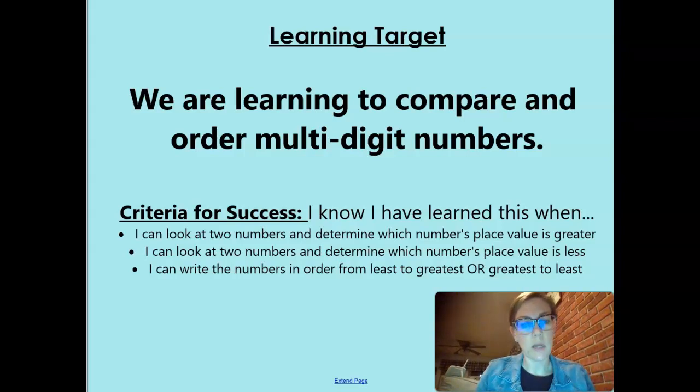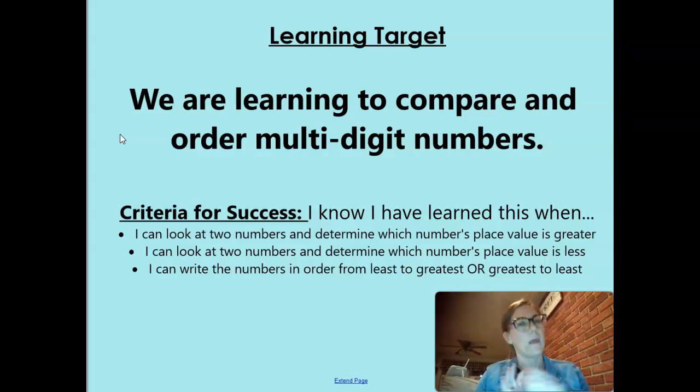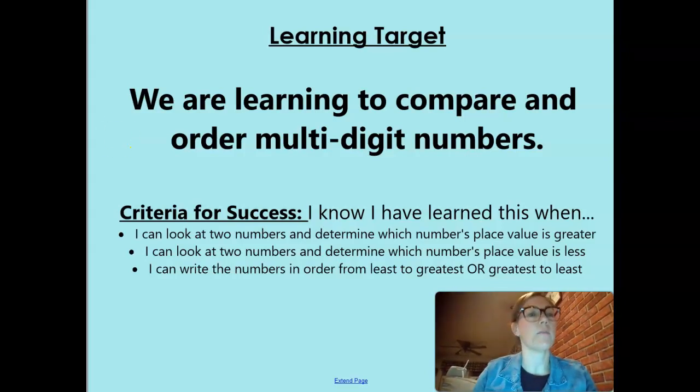We can look at two numbers and determine which number's place value is greater. We can look at numbers and determine which place value is less, and then we're going to write them in order. We'll do one where you watch me do it. The second one, you will respond, and I'll give you some time to answer out before I write on the screen. And then third will be you try it on your own and then check your work. And then you will go off on your own to try some by yourself.